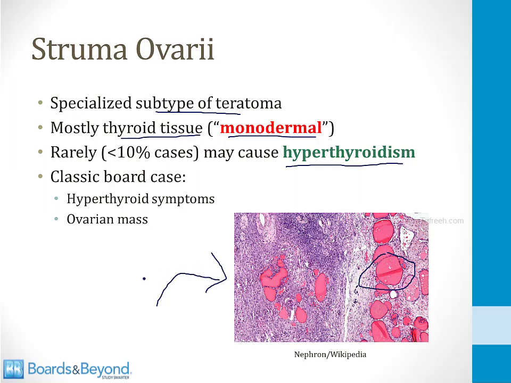So although this is a very rare tumor and it only rarely causes hyperthyroidism, the classic board case you should know about is for a young woman to present with hyperthyroid symptoms and an ovarian mass. She likely has a stroma ovarii.